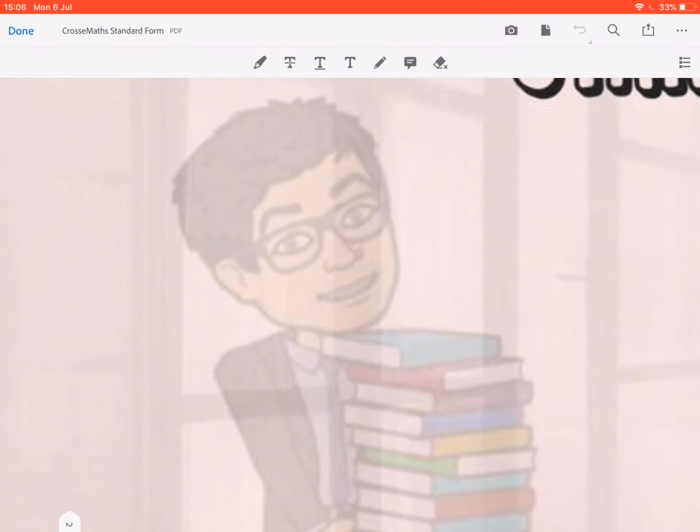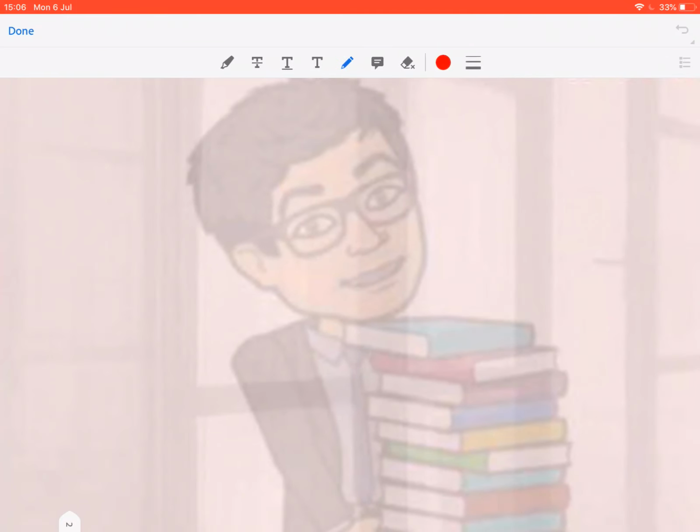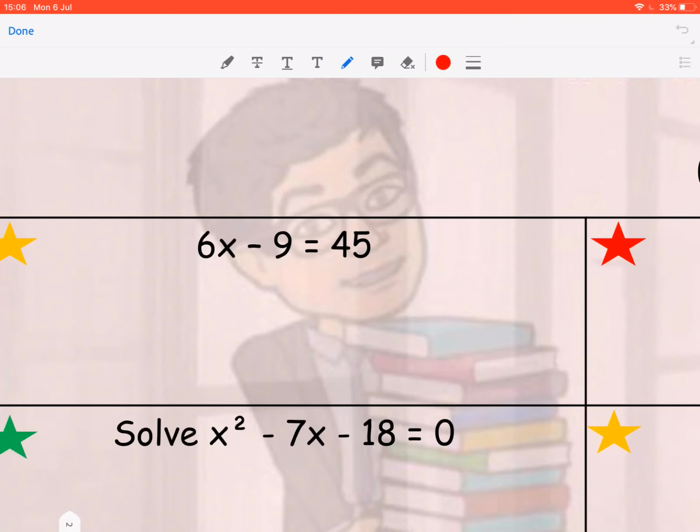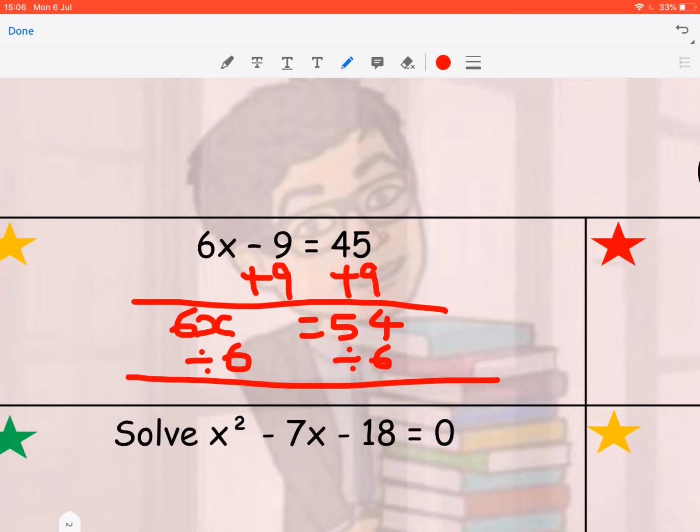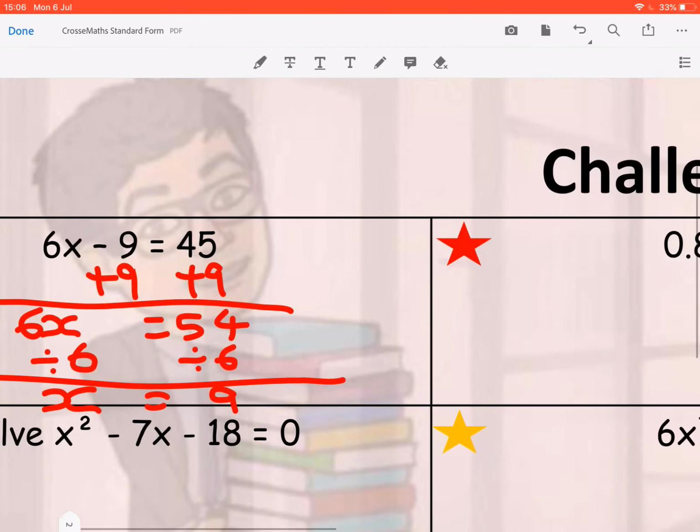I've got 6x take away 9 equals 45. What I'm going to do to get rid of that take away 9, I'm going to add 9 to both sides. You want to try and get rid of all the stuff on the side with the x on. So I've got 6x, move straight down. Plus 9 minus 9 is nothing. 45 plus 9 is 54. And then if I divide both sides by 6, I should get x on its own. x equals 54 divided by 6 just gives you 9. Really straightforward. Start us off, 2 marks.